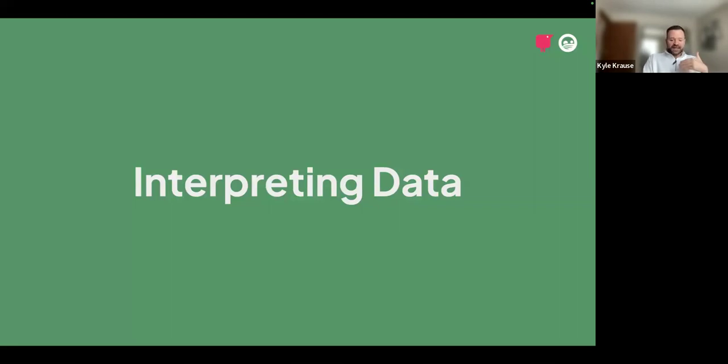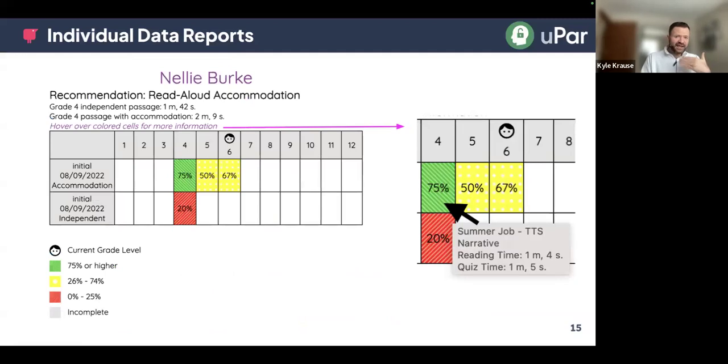So actually looking at interpreting data, that's where to start: starting with those students that show the greatest benefit with text-to-speech versus what they can do independently. When looking at those individual data reports, one thing to always remember is within your educator dashboard, when you're looking at that student report, there's more information hidden under each one of those cells. Each of those cells represents how the student performed on those passages. And the percentages just mean that's how many correct they got on those comprehension questions.